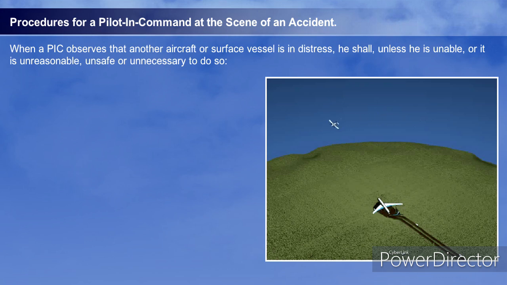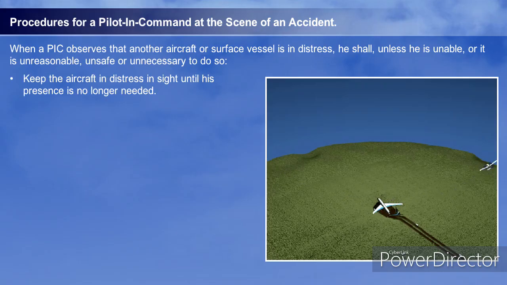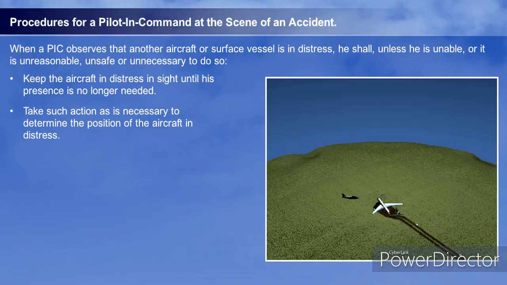When a pilot in command observes that another aircraft or surface vessel is in distress, he shall, unless he is unable, or given the circumstances it is unreasonable, unsafe, or unnecessary to do so, keep the aircraft in distress in sight until his presence is no longer needed. Take such action as is necessary to determine the position of the aircraft in distress.